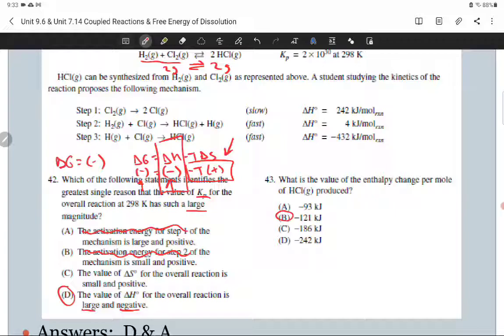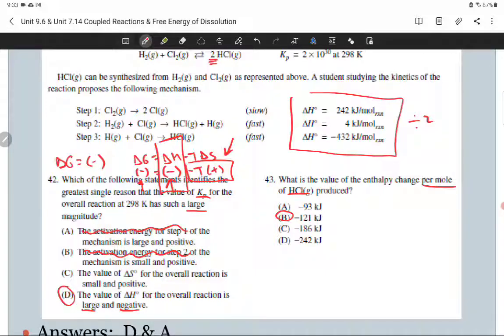Number 43. Value of enthalpy change per mole for hydrochloric acid. So this is going to be a Hess's law question, but a big but here. In this overall reaction, when you put these Hess's law together, we're going to get two hydrochloric acids, but this one's per mole of hydrochloric acid. So when we get this answer for the Hess's law, we're going to have to divide that by 2.